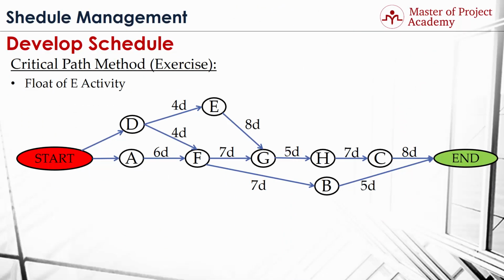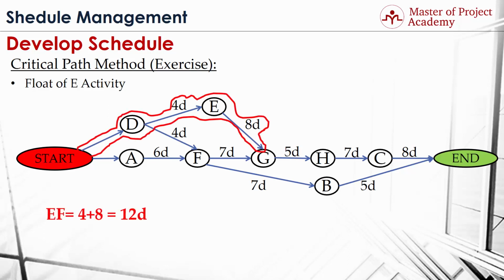Now we will calculate the float of activity E. We will use late finish and early finish values to calculate the float. And in order to calculate early finish, I will start from the beginning of the network diagram and sum up the activity durations till activity E is completed. In order to finish activity E, activity D must be finished first, and then activity E must be completed. So the earliest finish duration for activity E is 12 days.